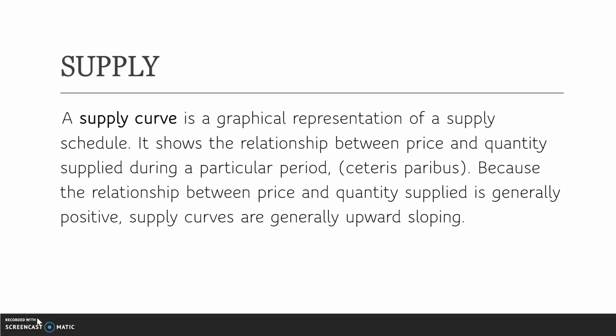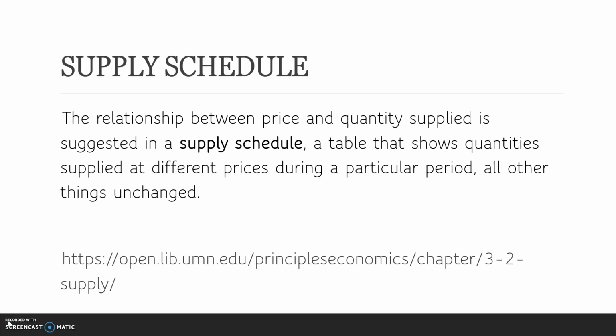And so, because there is a positive relationship between the two, the supply curve is upward sloping. So just remember, the demand schedule shows a table with various price levels and various quantities demanded. And the supply schedule shows a table with the various price levels and the various quantities supplied.